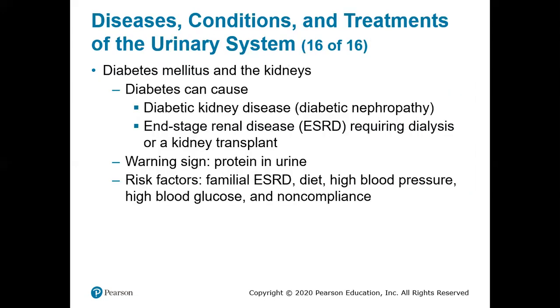Diabetes mellitus, page 533. Diabetes mellitus and the kidneys. So diabetes can cause diabetic kidney disease or diabetic nephropathy, and end-stage renal disease, ESRD, requiring dialysis or a kidney transplant. Warning sign is protein in the urine. Risk factors: familial end-stage renal disease, diet, high blood pressure, high blood glucose, and non-compliance.